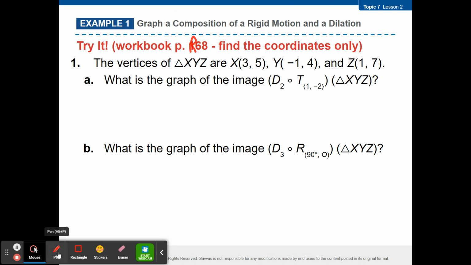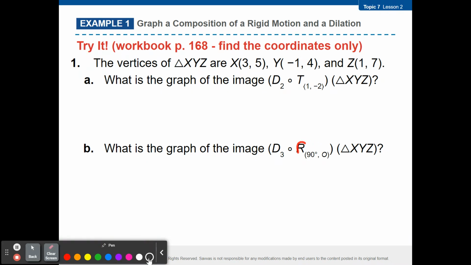So if we look on page 168, we're going to find the coordinates only. Now, here's the one thing I want you guys to address, because I don't know. Let me check the book. Again, I think this slide is riddled with a few errors. In your book it's correct, but this is a small letter r for a rotation, right? So it says the vertices of x, y, z are x (3, 5), y (-1, 4), and z (1, 7). What is the graph of the image? We're only going to find the coordinates. We don't need to necessarily graph this. If it asks you to graph after on your test, just make sure you do, okay?